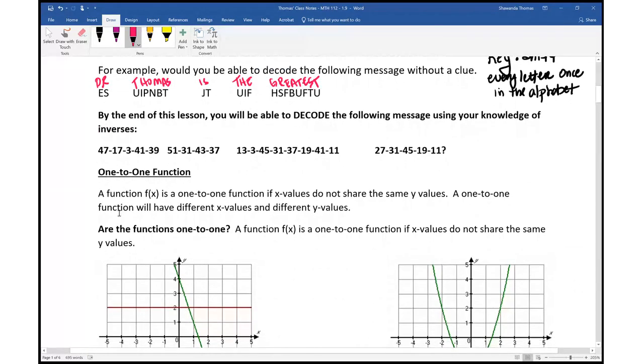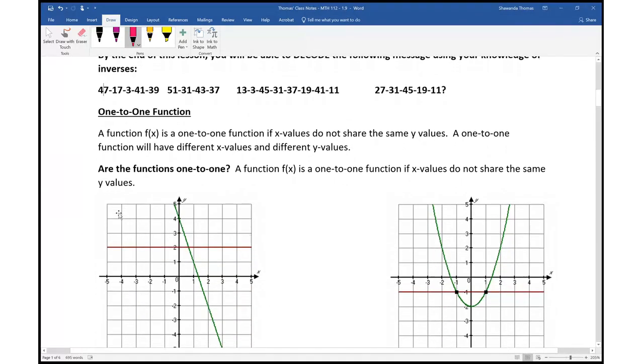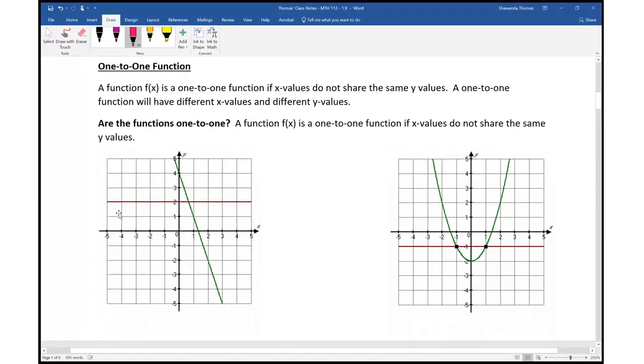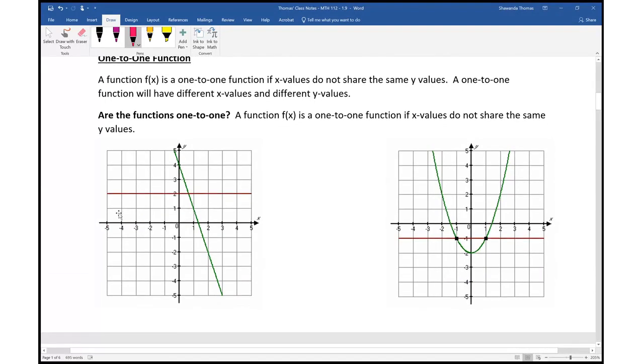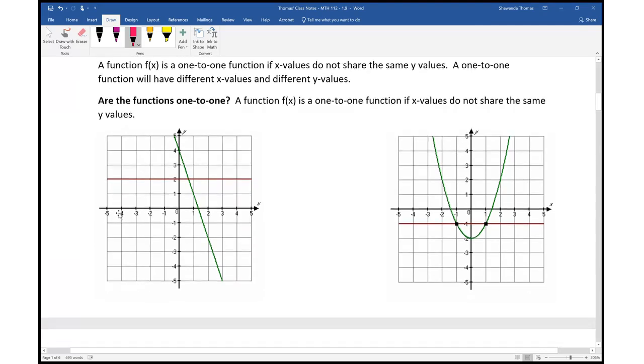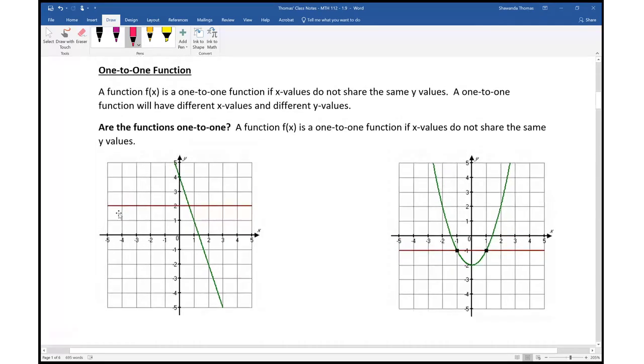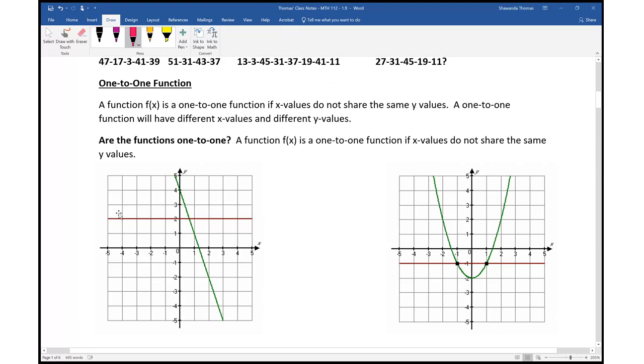All right, one-to-one function. A function f of x is a one-to-one function if x values do not share the same y values. A one-to-one function will have different x values and different y values. Are the functions below one-to-one? Well, you can tell if the functions are one-to-one by something called the horizontal line test.